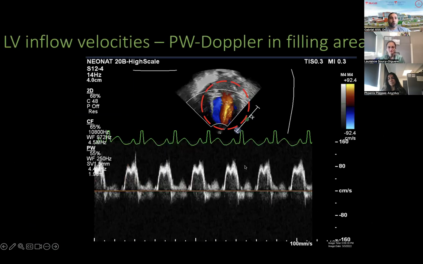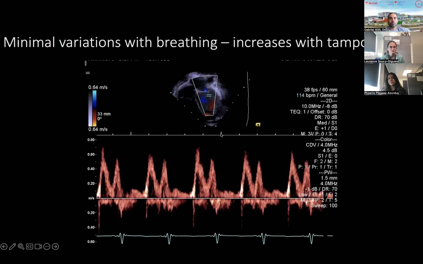So that's an example in a normal newborn. You can see that you have near equal velocities of your E and your A. And sometimes even your E is going to be a bit slower than your A. And that's still normal in the transitional physiology.